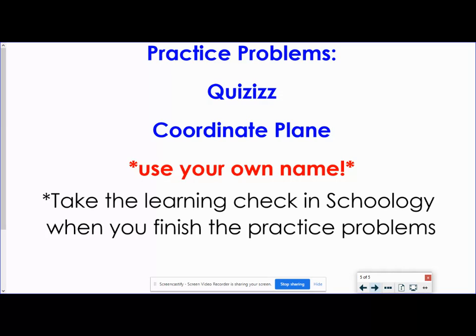Please don't make up a funny name, because I get a report for who did these and what scores you got. But if you make up a funny name, I don't know who to give credit to. So please make sure that you use your own name. It's about the coordinate plane, but the link that I gave you in Schoology will take you right there. Type in your name, you can take the quiz, and you can do it as many times as you need to if you want to get a perfect score on that. When you're done with that, just don't forget about the learning check in Schoology, and let me know if you need any help.